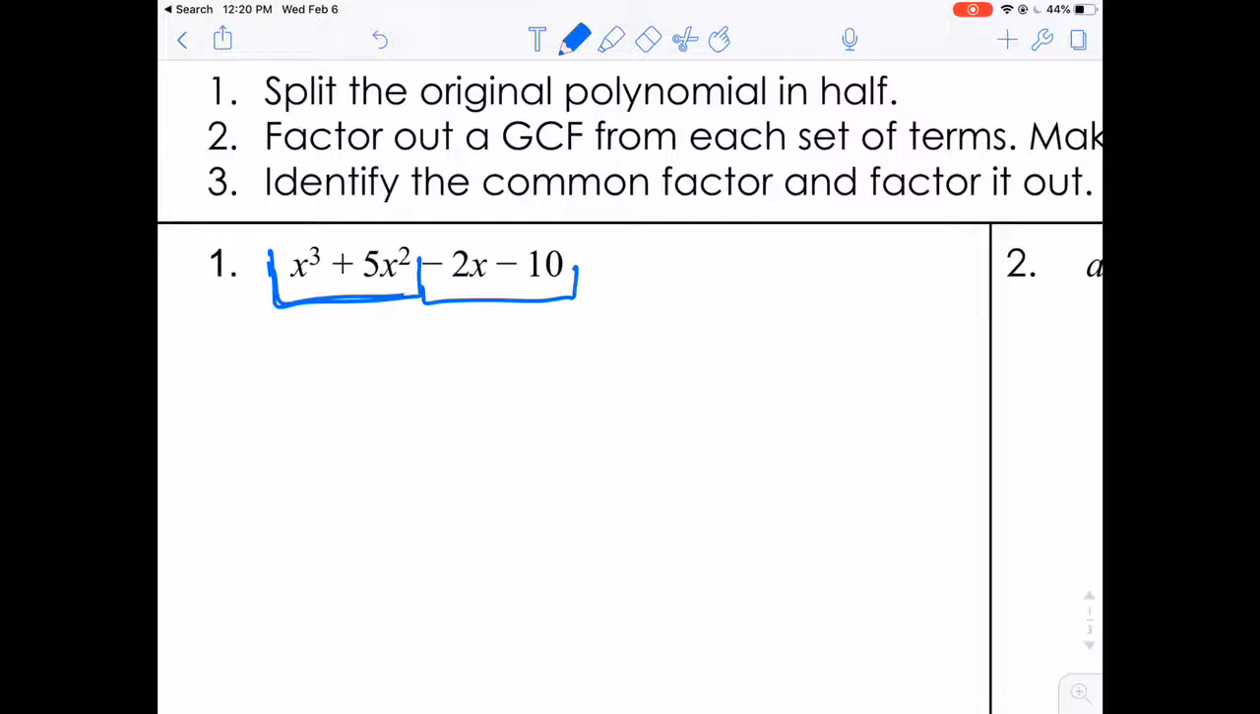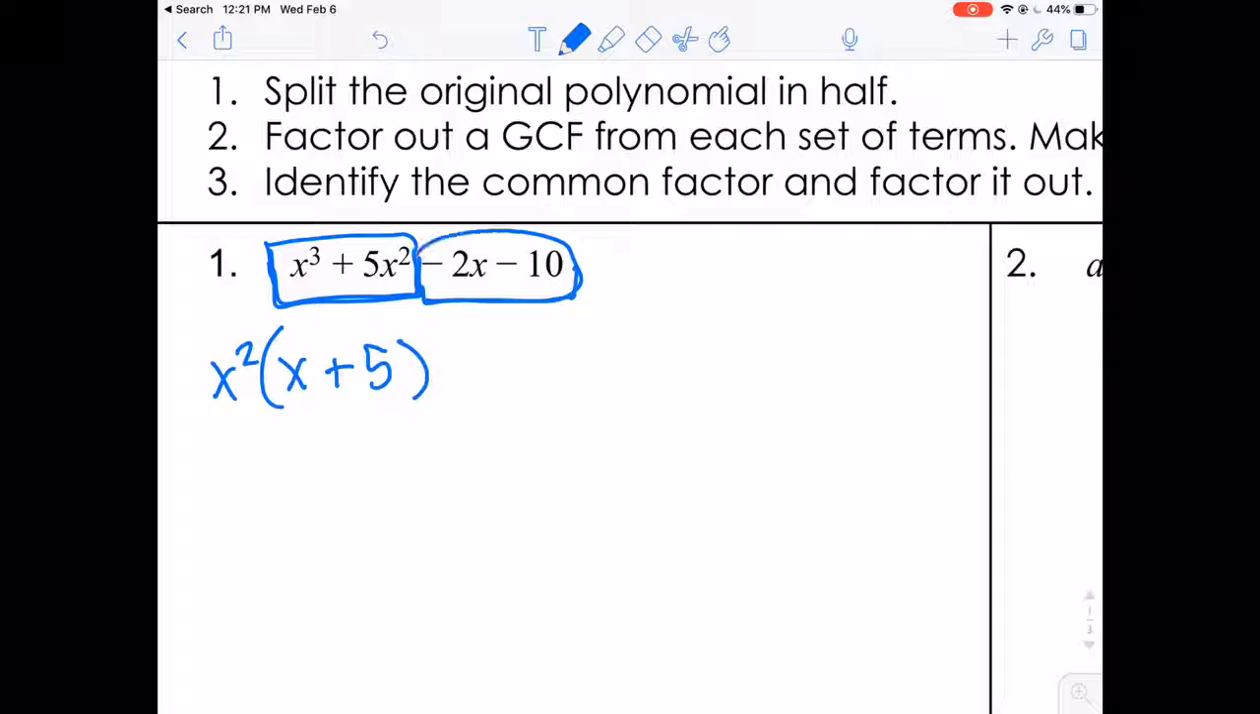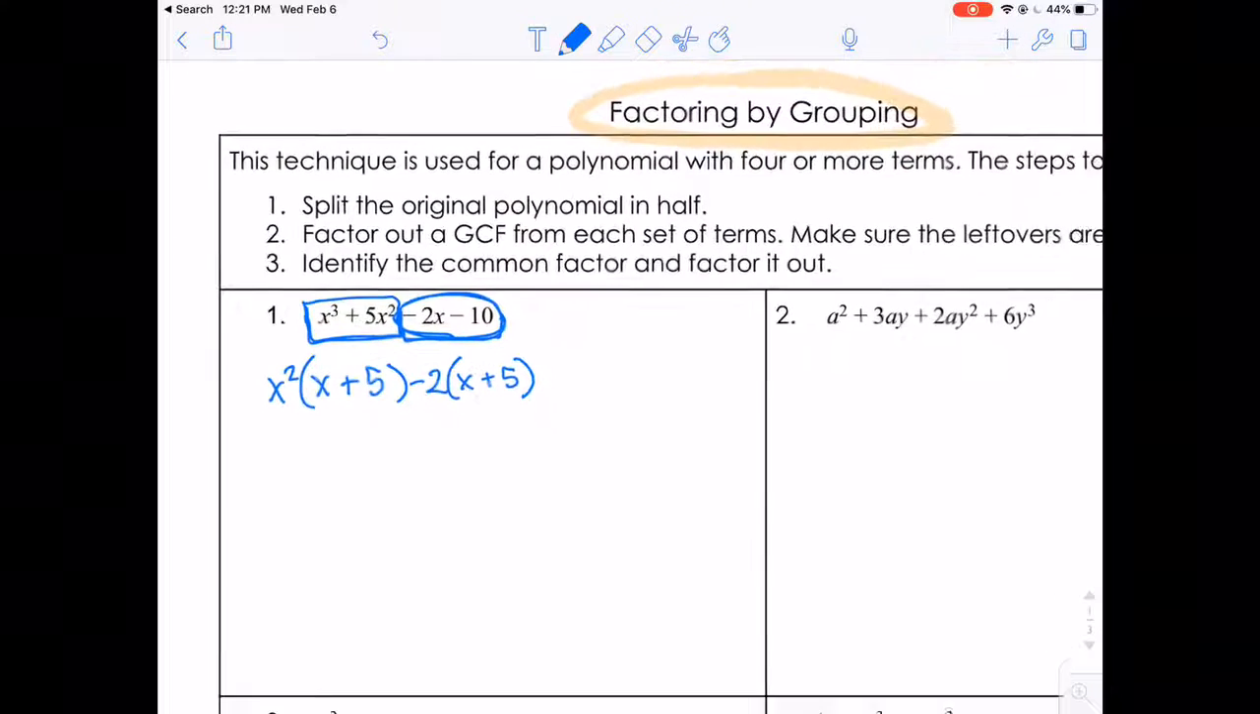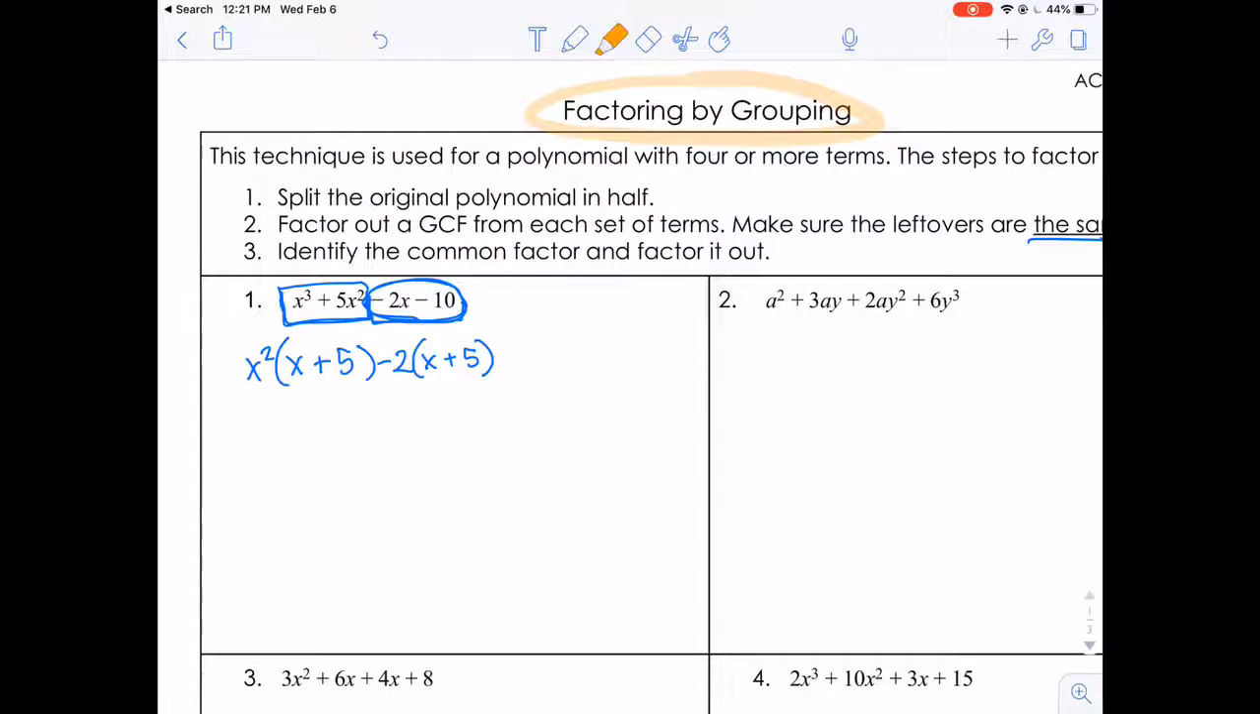So for this first section here, I'm going to factor out an x squared. And what's left over is x plus 5. And then I'm going to factor out from the other side as well. So I can see that I can take a negative 2 out of there. And that's going to leave me with x plus 5. Right? I need to make sure that the leftovers are the same. So this leftover and that leftover have to be the same.